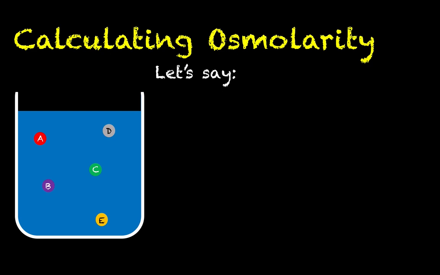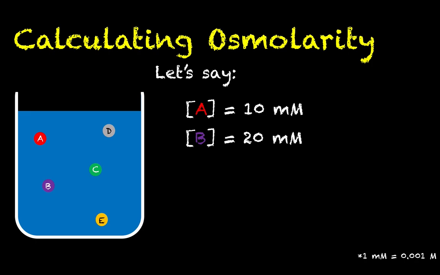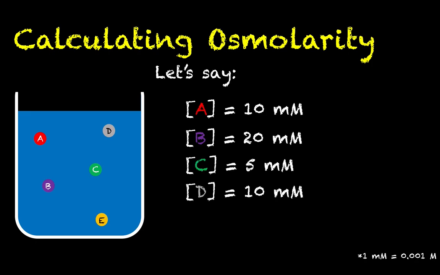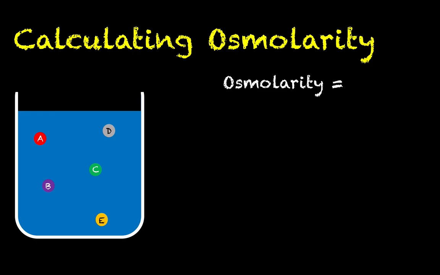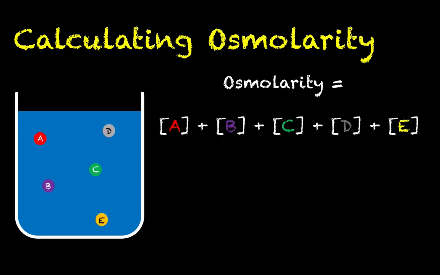So let's say, for the sake of argument, the concentration of solute A is 10 millimolar, the concentration of solute B is 20 millimolar, for C it's 5 millimolar, for D it's 10 millimolar, and for E it's 2 millimolar. If we're going to calculate the total osmolarity of this solution that contains 5 different solutes, we're just going to add those individual molar concentrations together. In which case, if we do that, we get an osmolarity value of 47 milliosmolar.